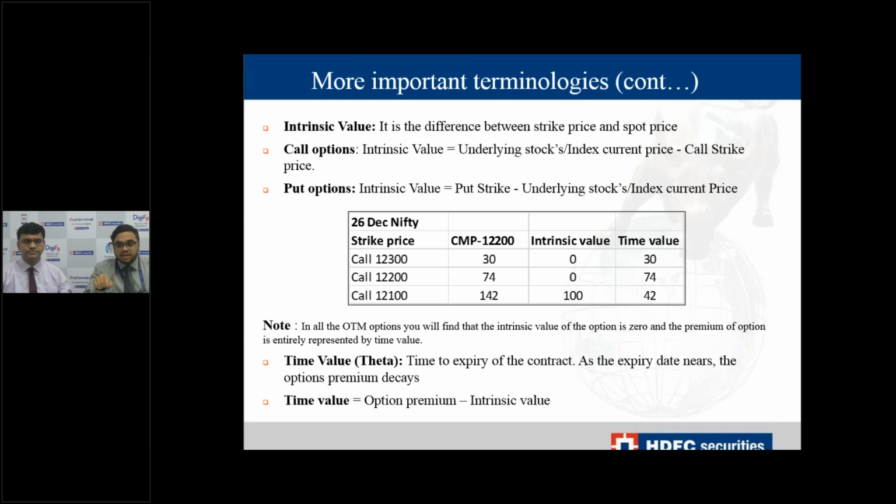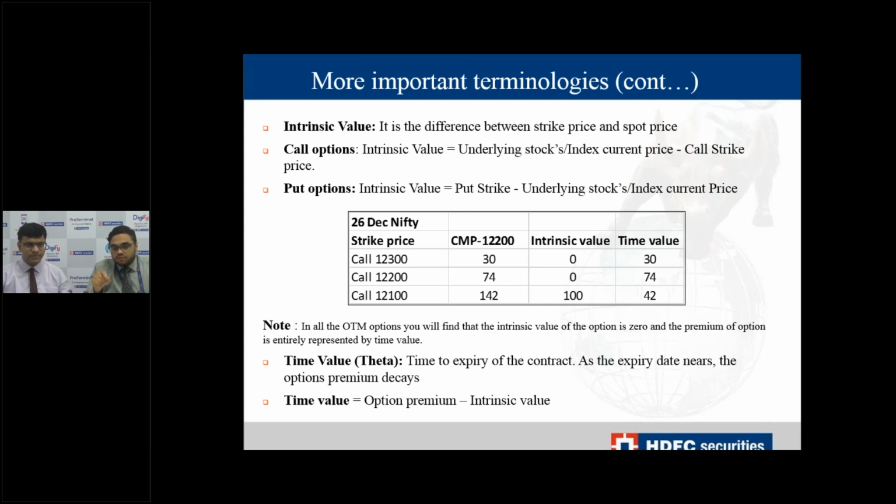So in this case, the intrinsic value is 0. And the important thing we should understand, the intrinsic value cannot be negative. It can be 0 or it can be positive. So here, whatever the 30 rupees, the premium amount is only the time value, the time left for the expiry. That is the amount. The 30 rupees is that.